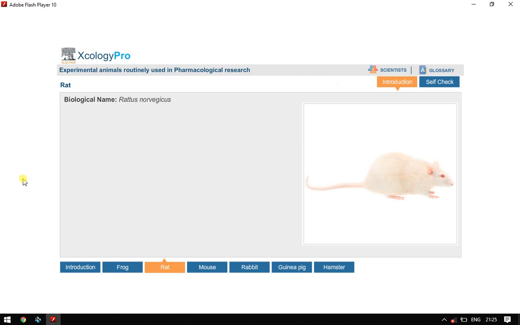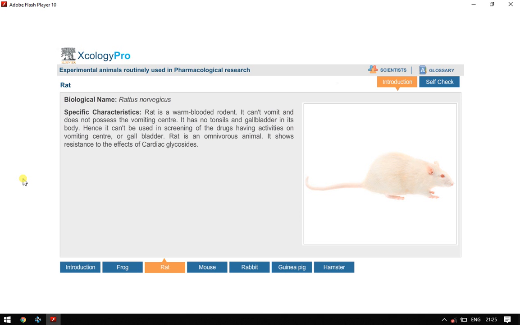Rat. Biological name Rattus norvegicus. Specific characteristics: rat is a warm-blooded rodent. It can't vomit and does not possess the vomiting center. It has no tonsils and gallbladder in its body. Hence, it can't be used in screening of the drugs having activities on vomiting center or gallbladder. Rat is an omnivorous animal. It shows resistance to the effects of cardiac glycosides.